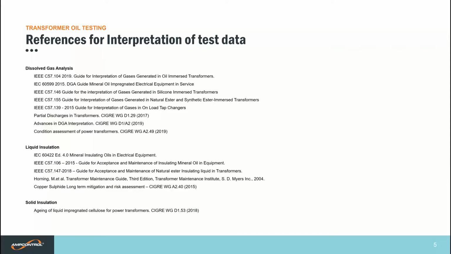When we finish the testing of the sample from a transformer or a tap changer, then we move to the process of interpreting the test data. And here is a list of technical guides that we use in the interpretation process, and there are also others. So I've split them into DGA, liquid insulation, solid insulation. They come from the IEEE, IEC, Cigre, and D. Myers. They look at the different fluid types: mineral oils, esters, silicone fluids. And the testing we do from oil samples is largely interchangeable between the different fluid types. There are some differences, but we've integrated these guides into the processes we follow at Ampcontrol to perform the condition assessments.